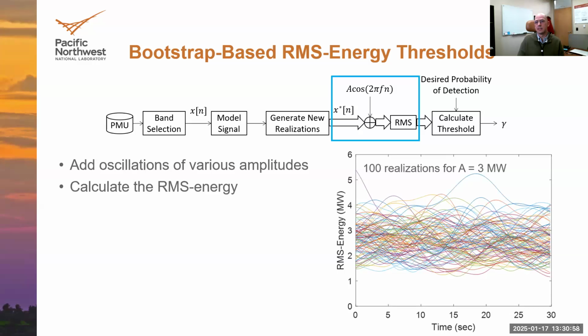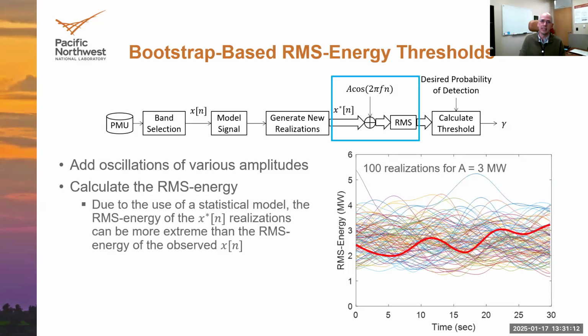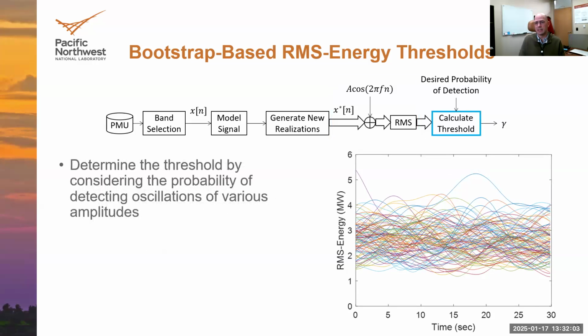After that, that's where we add the oscillations and calculate the RMS-Energy, and that's what's plotted in this plot. It's 100 of these realizations of the RMS-Energy where we're adding a 3 megawatt oscillation. And what's really valuable here is that because we've analyzed the signal and built a statistical model of it, we can actually get a better picture of everything that could happen. So it's not just what did happen, but what could happen. And so the red line there is where I've taken the actual band limited signal X from PMU data that we used to build all this, added a 3 megawatt oscillation, and calculated the RMS-Energy. And you can see in our 100 realizations they become more extreme than that one that we observe. So this is the real power of bootstrapping, that we get a bigger, more complete picture by doing the statistical analysis of the signal than the one time domain that we actually observe. So it's really powerful. That might sound like magic, but it's well grounded in statistics.